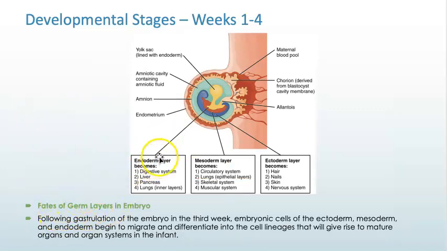So there are three main germ layers in the developing embryo. These are going to be really important. Please make sure you know these germ layers and what they will become. So the endoderm will end up forming the digestive system, liver, pancreas, and lungs. The mesoderm will form the circulatory system, lungs, and skeletal system and muscular system. And then the ectoderm becomes the hair, nails, skin, and nervous system. Okay.